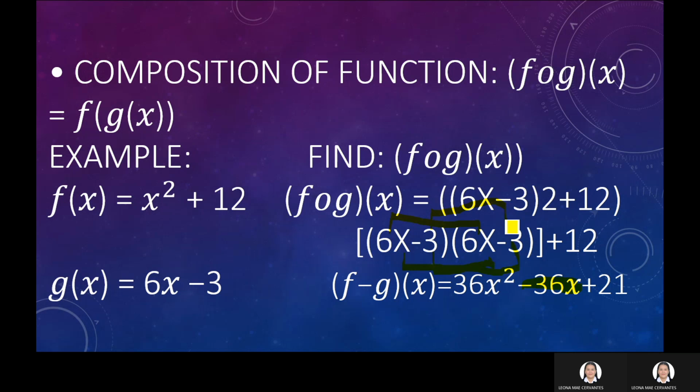Okay? So f composition of g of x, if f of x is equal to x squared plus 12 and g of x is equal to 6x minus 3, is equal to 36x squared minus 36x plus 21.